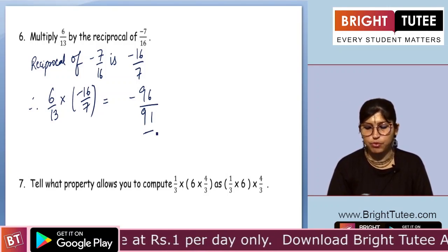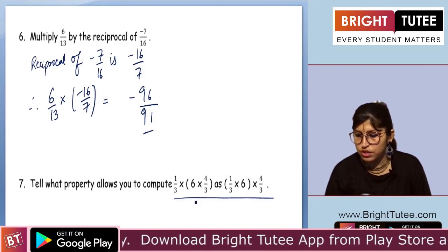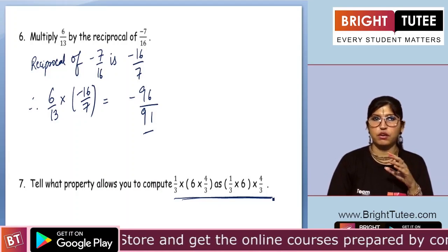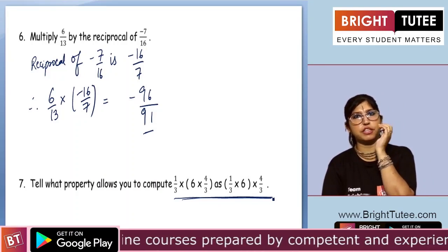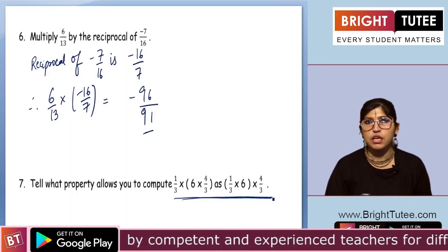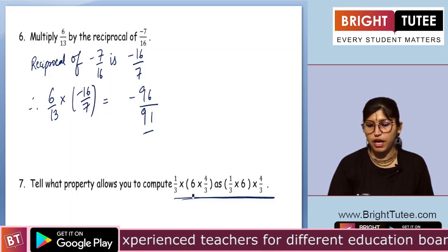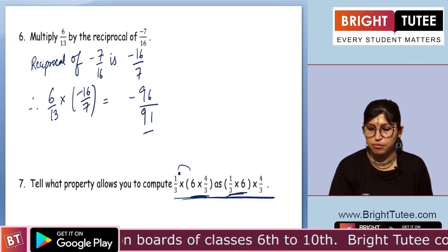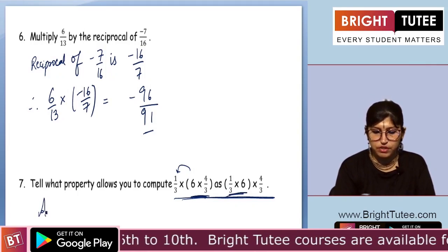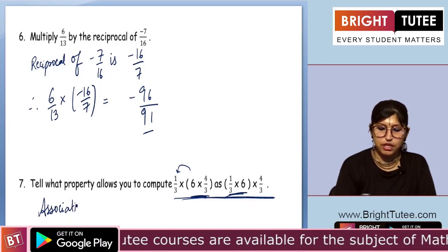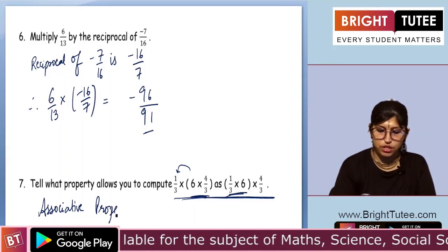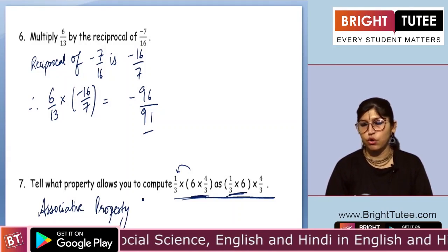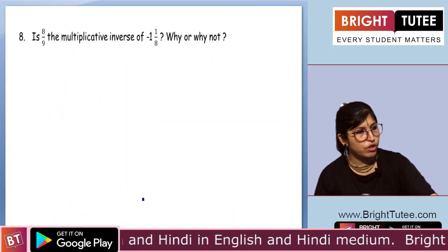We need to tell what property allows you to compute this. So what we actually did, first of all, we have 3 rational numbers. If I'm talking about 3 rational numbers, that is specially what we discussed as associativity. Now in associativity, what is the other thing which we have? One time we have taken this pair first, and the second time we have taken the pair of the first 2 numbers. So we can straight away say that this is the associative property which allows us to compute this as the number which is given over here. So moving on to another question.